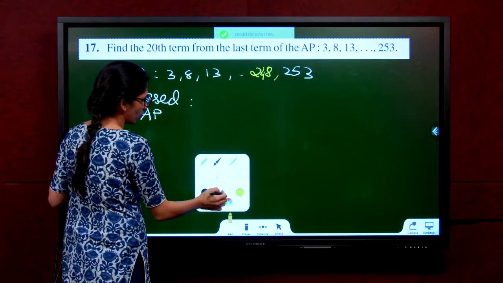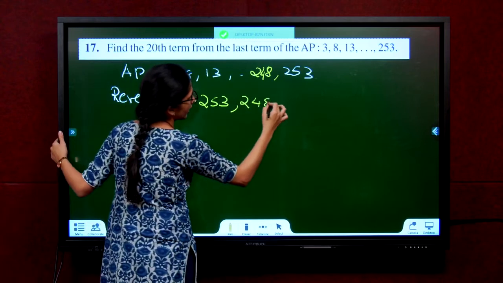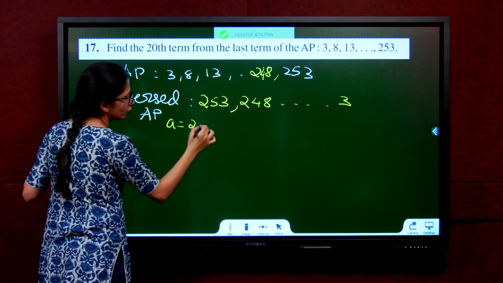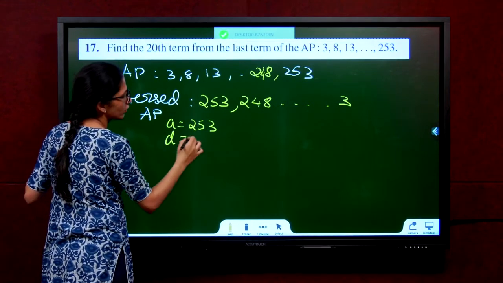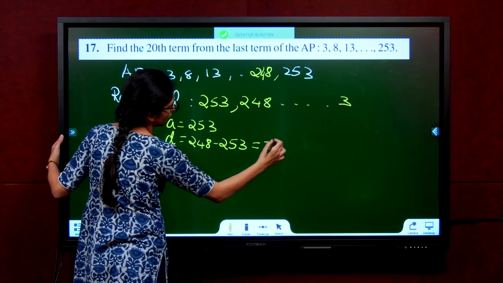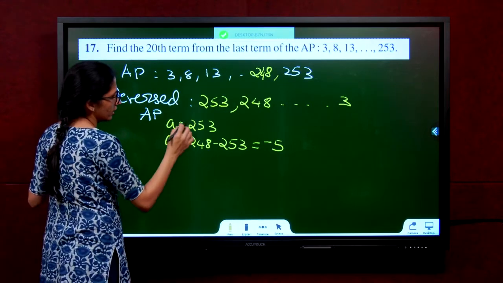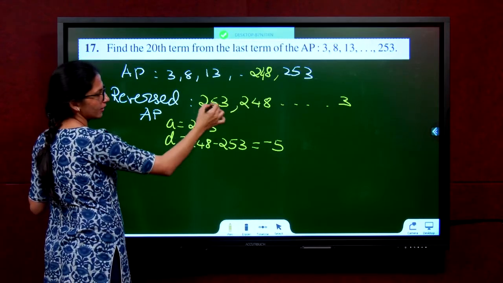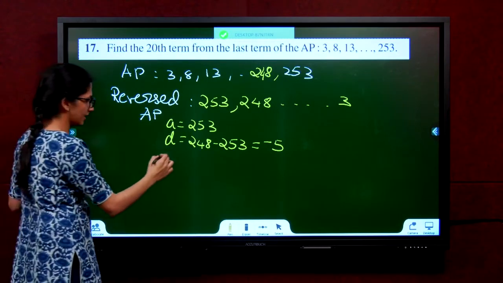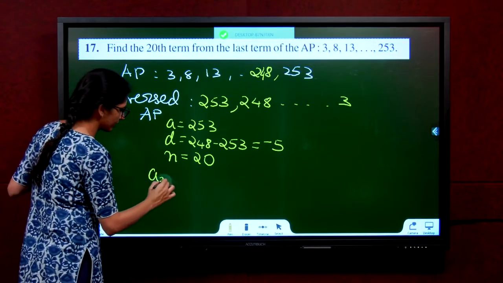Okay? Now, so what will this be? 253, 248 and goes on up to 3. A is equal to 253. D is equal to 248 minus 253, that is equal to minus 5. Okay. Now, last term of the AP is 3. This is 253. They have asked for the 20th term from the last. N is 20. So, you have to find A20.